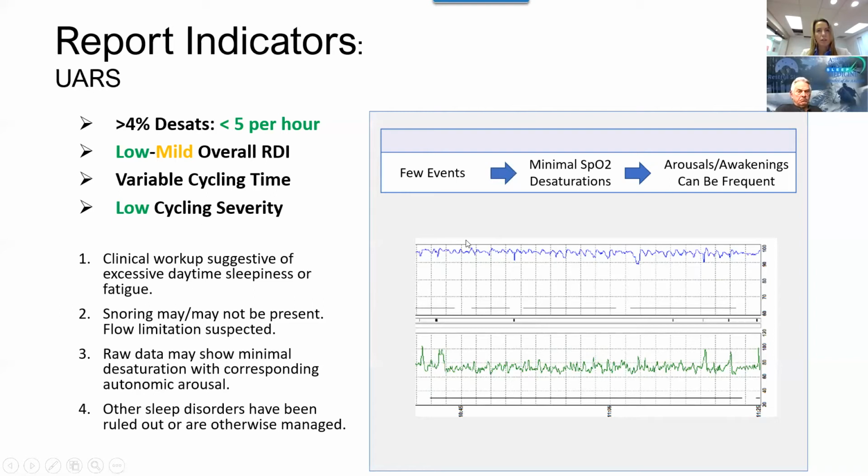You're also going to want to look at other parts of your clinical workup, make sure that they're suggestive of excessive daytime sleepiness. Snoring may or may not be present, especially in younger patients. They may just have some flow limitation or anatomical factors that may lead to you believing that. And then ruling out other sleep disorders as well.